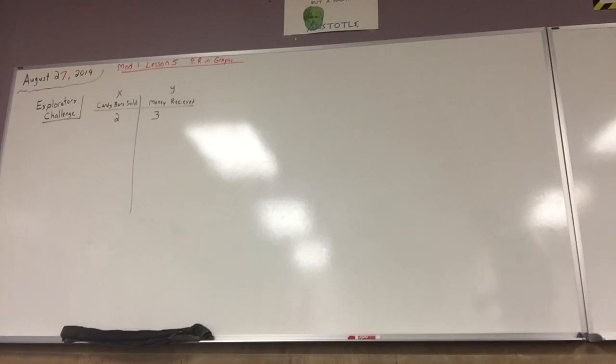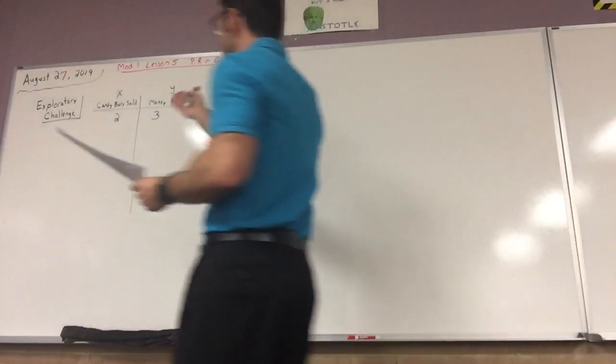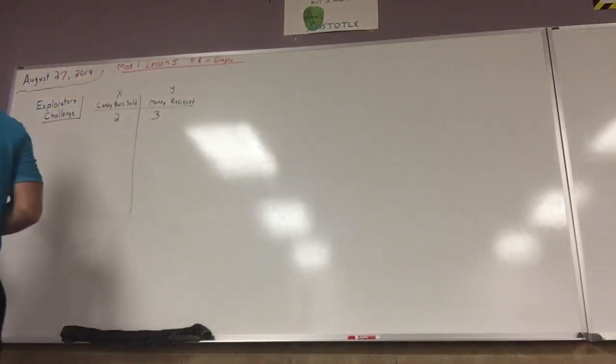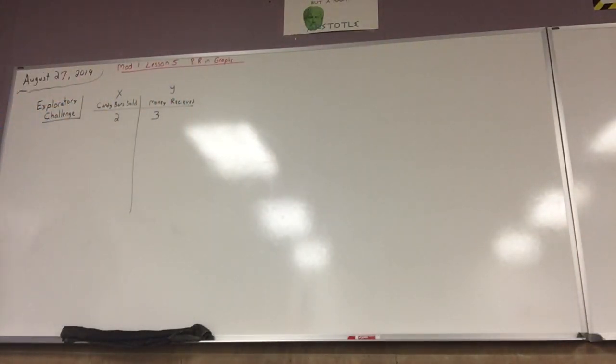It's at the bottom of that first page that you have. It says, using the ratio provided, which we have 2 bars for $3 received, create a table that shows money received is proportional to the number of candy bars sold. Plot the points in your table on the grid.